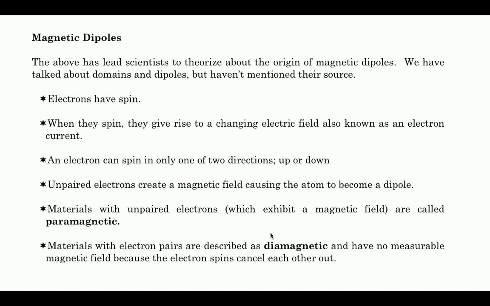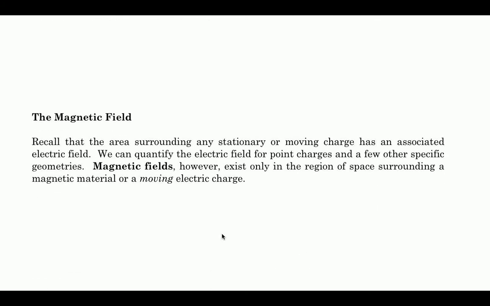There's much more complexity we could go into here, but for right now all you need to know is that paramagnetic materials have unpaired electrons and they have a magnetic field. Diamagnetic materials have all of their electrons paired up and they have no measurable magnetic field on their own because electron spins cancel each other out. So let's talk about this magnetic field. We've talked about what it looks like, and we saw a few iron filing diagrams. But there's a couple of geometries that we can use to describe the magnetic field.